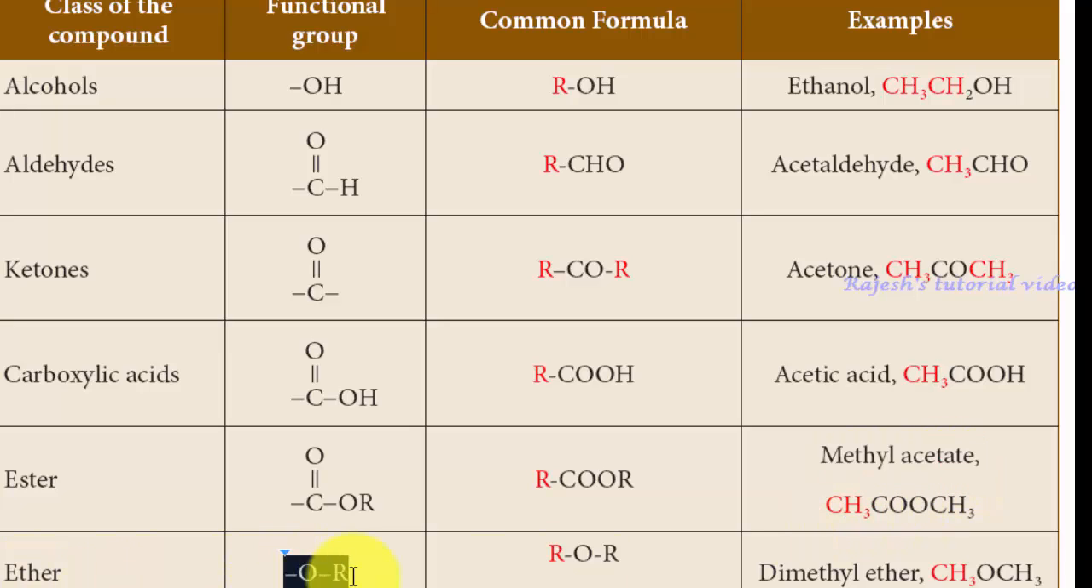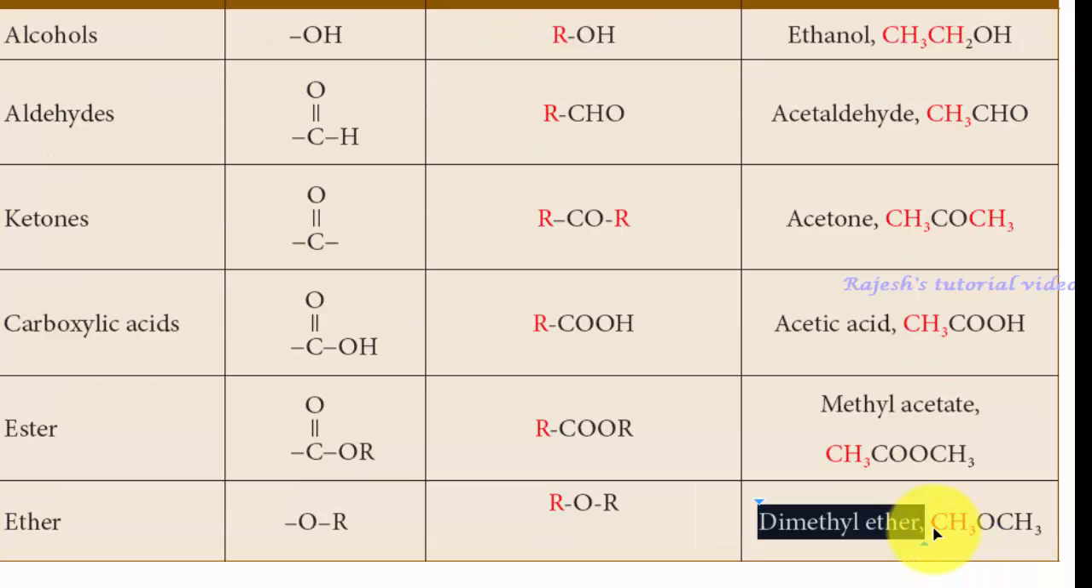Then ether. Ether is ROR dash. When two alkyl groups are bonded in between with an oxygen atom, then it is ether, ROR dash. Simplest is dimethyl ether. Two methyl groups bonded in between with oxygen atom.